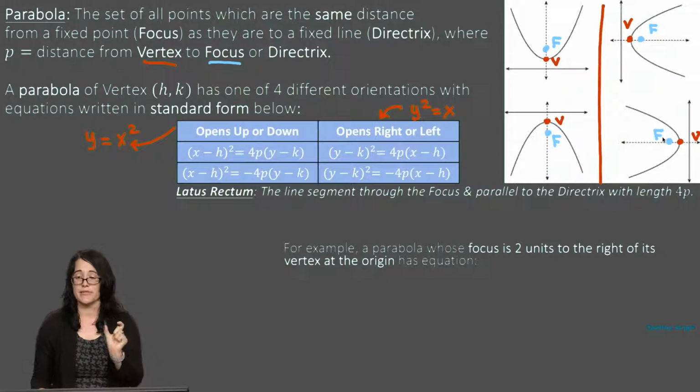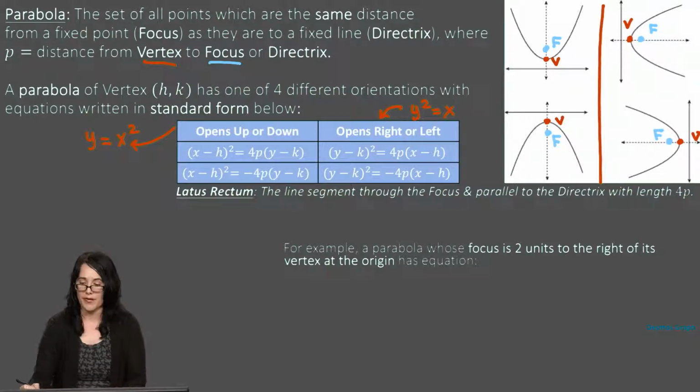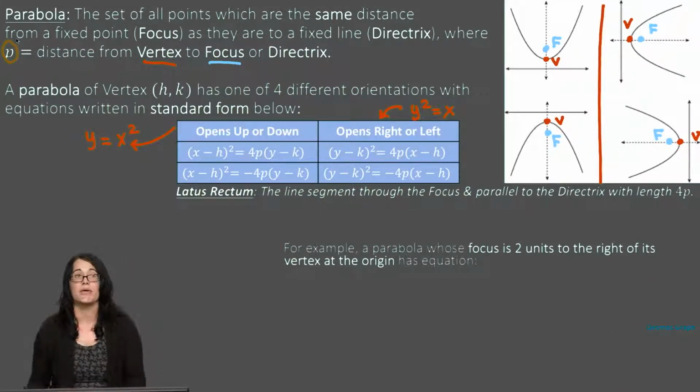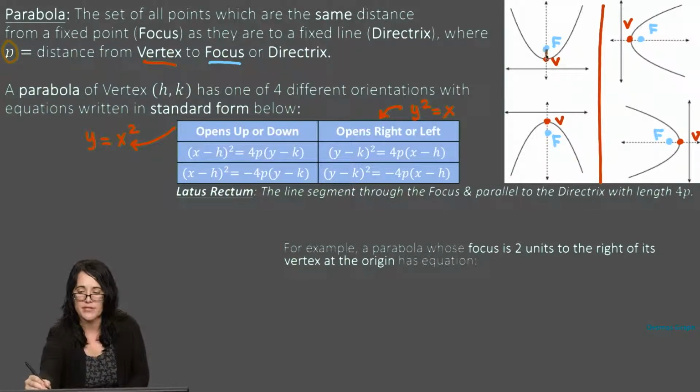Now, that distance from the vertex to the focus is very important. We have a name for that as well. There are a lot of letters on this slide. And that name is the name P. So what is P? P will be our distance from your vertex to your focus. So if P is 2, that's how many units away your focus is from your vertex. So that's our distance P that we're talking about here, the distance from the vertex to the focus.